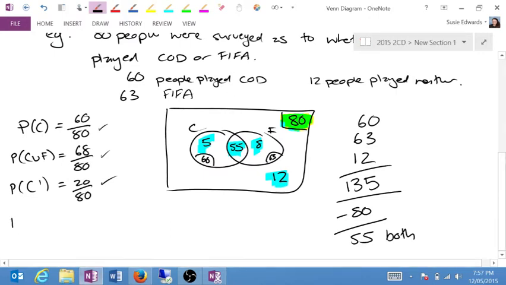So if I said probability of the complement of C intersection F, that's saying, what was the probability that I pick someone who doesn't play Call of Duty and does play FIFA? Doesn't play Call of Duty means we take out those first 60. Does play FIFA means that there's 8 out of 80.